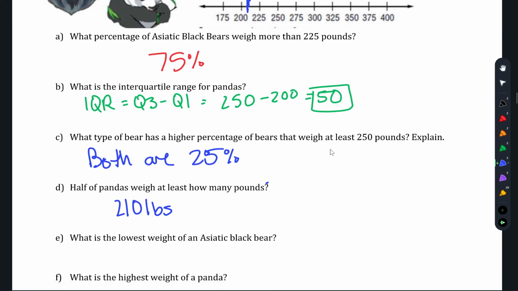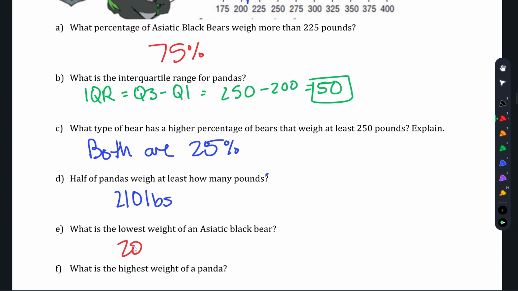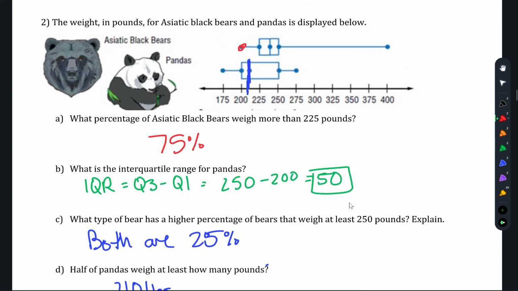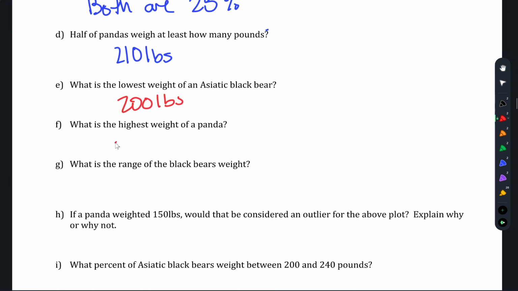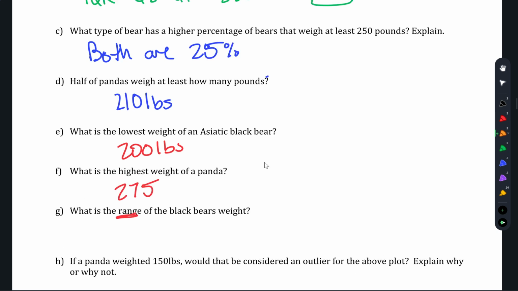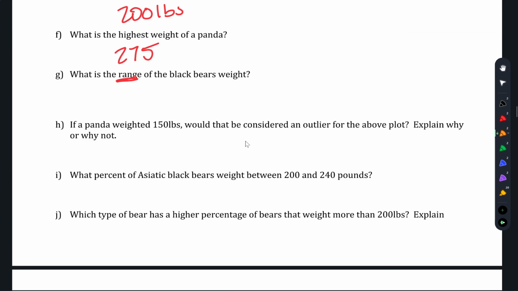Okay. What's the lowest weight of a black bear? 200, right here, minimum. What's the highest weight of a panda? 275, right there. What's the range of black bear's weight? That's where we take the largest number minus the smallest number. The largest is 400, the smallest is 200, so we're doing 400 minus 200. The range is 200.